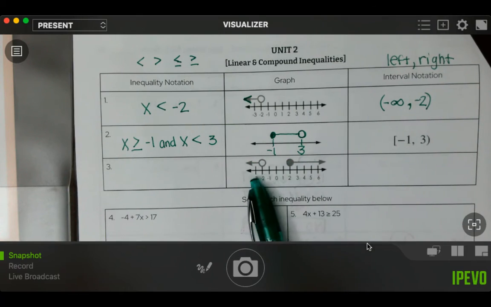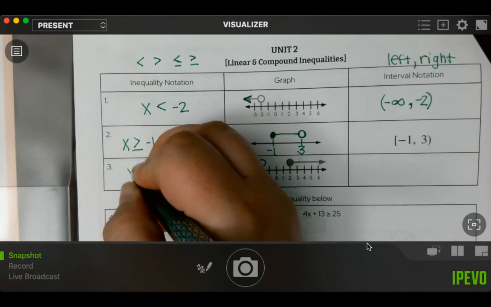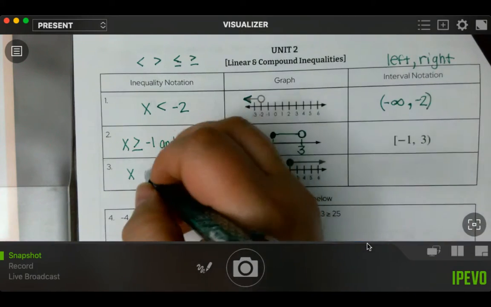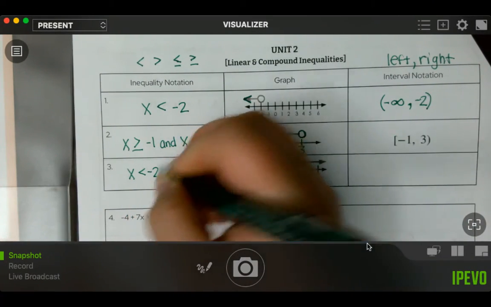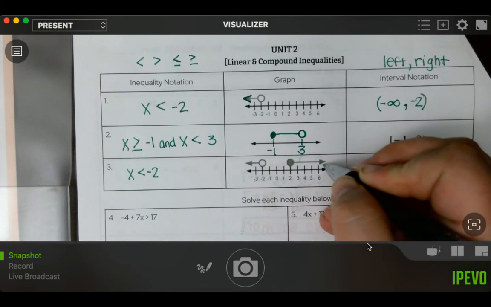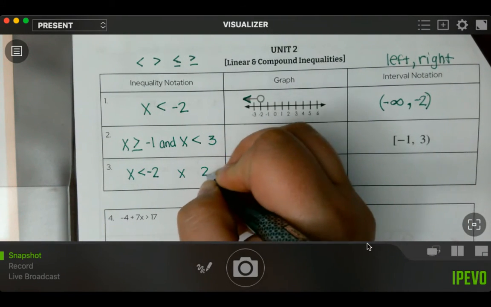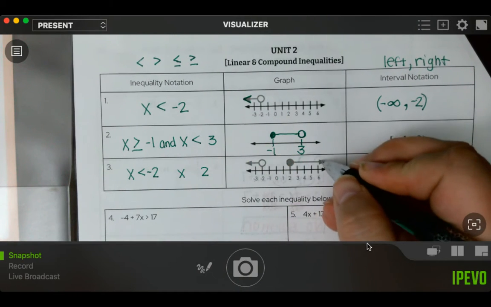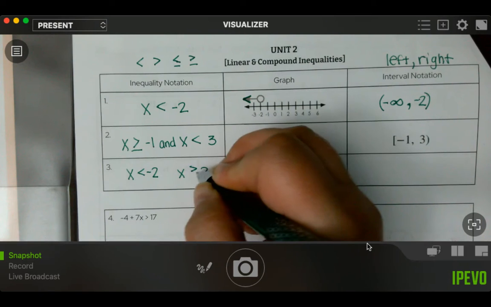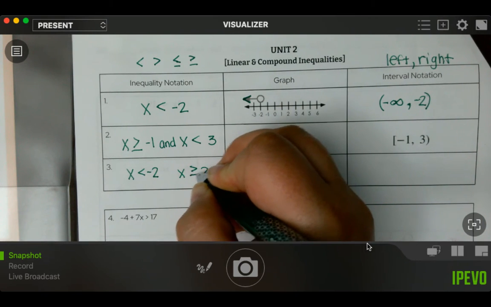Down here, we have x and -2, kind of like the first one. In fact, this is identical to this. So I'm going to keep the original one I put up here, and then I'm also going to add one with this 2 that's going this way. And since it's going to the right, you need the symbol that looks like this. And it gets the little line underneath because it's a closed circle.